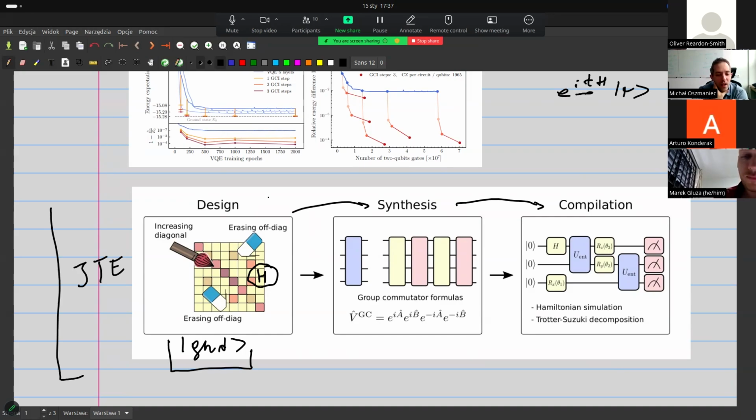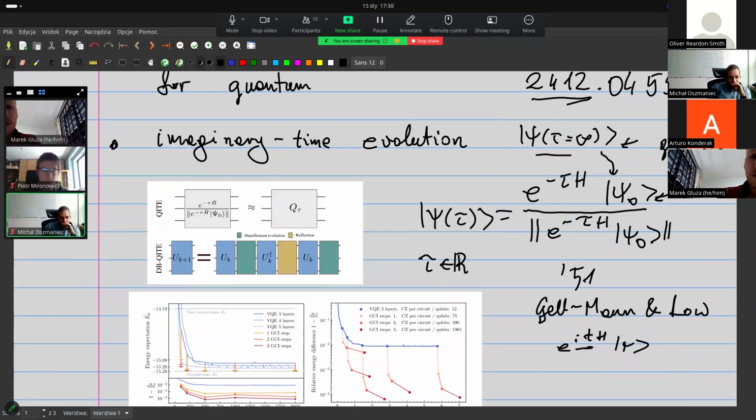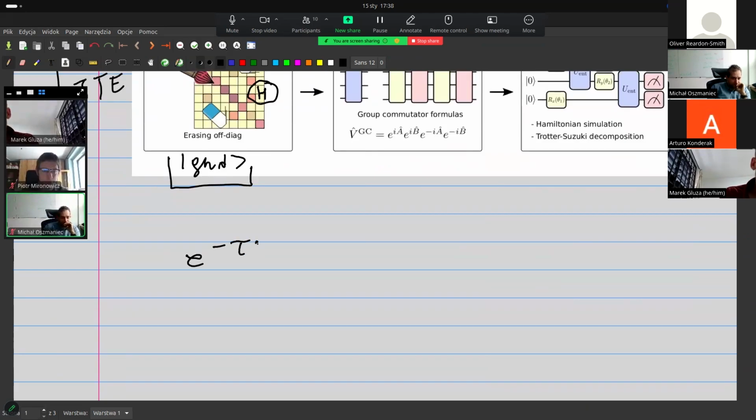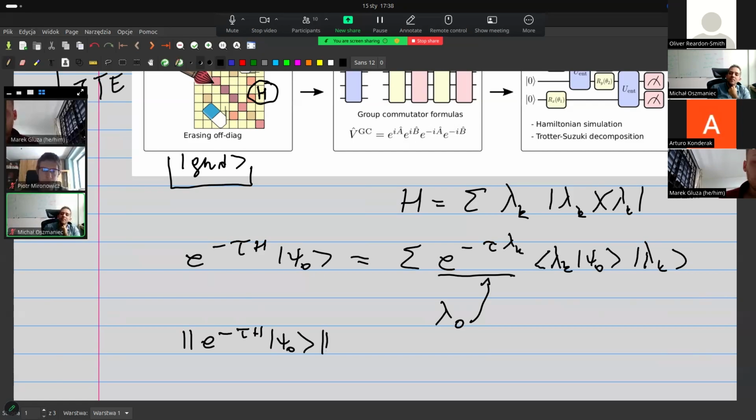Just one technical question. Do you allow for degeneracy of a ground space? Yes. Let's have a look at that. If I apply e to the minus tau H to some psi 0, and I write my Hamiltonian with eigenstates lambda k, then decomposing the state, we apply e to the minus tau lambda k to each component of psi 0 along lambda k. If you have the ground state, lambda 0, it can be degenerate, and this will be suppressed the least. Once we normalize by the norm of e to the minus tau H psi 0, the entire ground state sector will be stabilized. We don't know which one we will find, but ITE will land somewhere in the ground state.